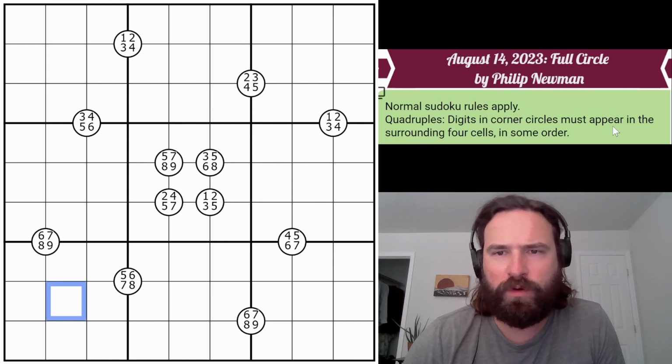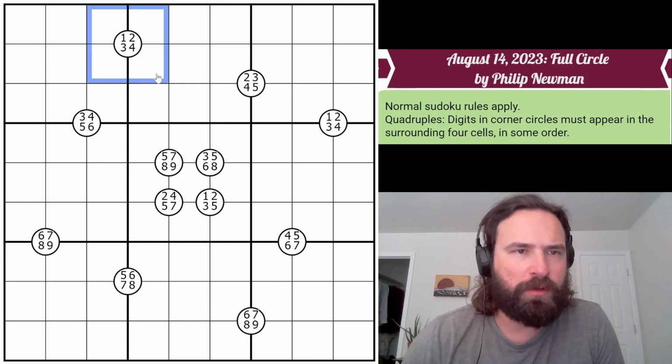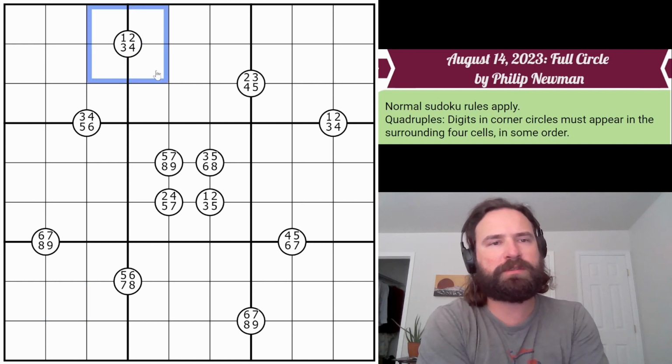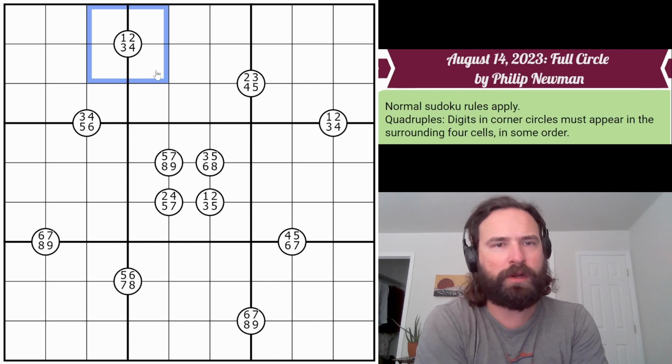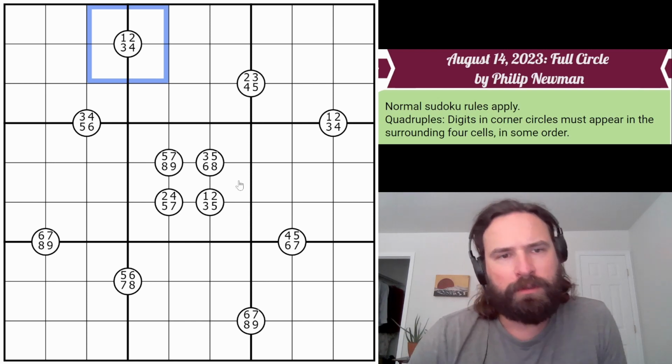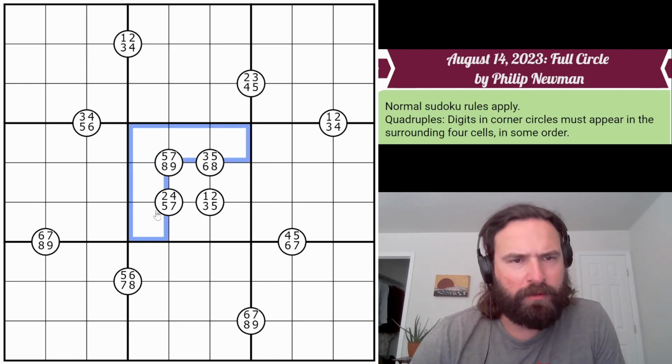So digits in the corners must appear in the surrounding 4 cells in some order. So we know that 1, 2, 3, and 4 happen in these 4 boxes, but we don't know where. So we have no numbers in the puzzle. Wow, okay, so this is really interesting. So we have all of the boxes in this one.